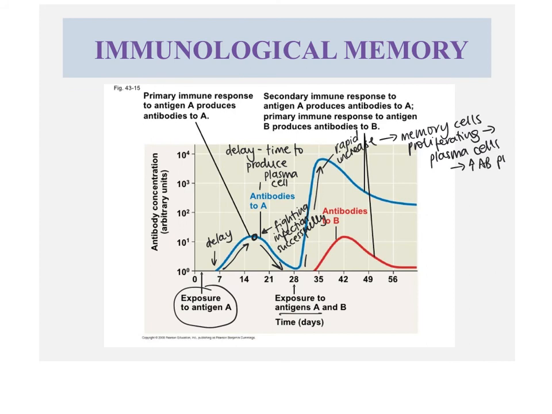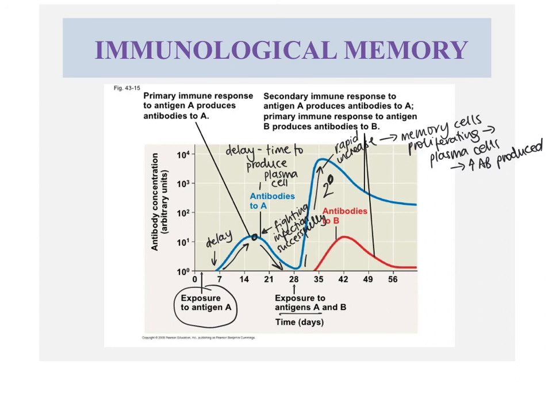We're going to increase the amount of antibodies produced. Notice as well that the amount of antibodies produced in this secondary response, secondary meaning second exposure, produces a much more magnified response to the infection. You're getting a lot more antibodies and it happens a lot quicker.